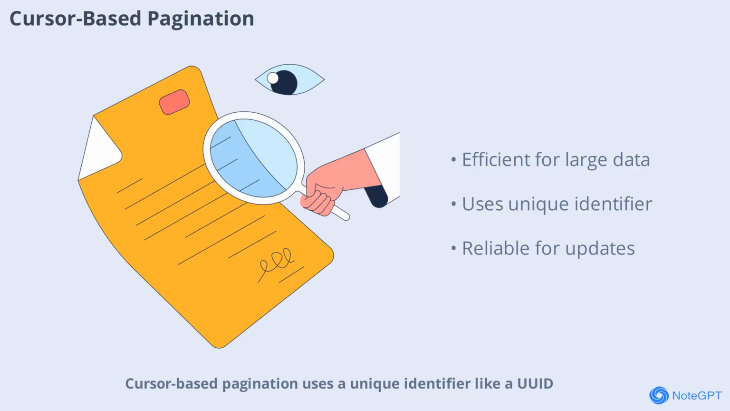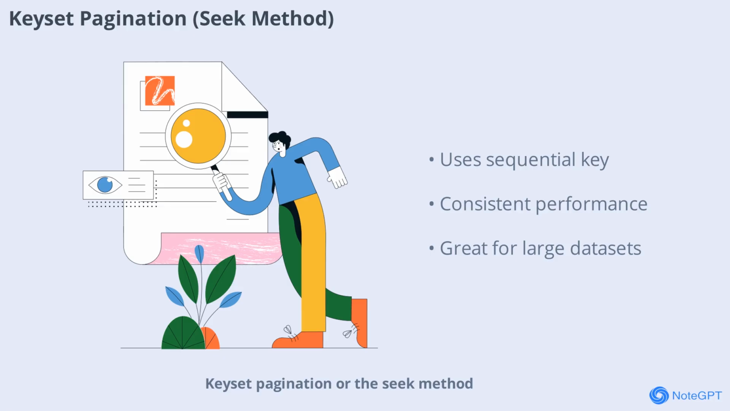Cursor-based pagination uses a unique identifier like a UUID to mark the starting point for the next set of items. This method is more efficient and reliable for large or frequently updated datasets as it avoids performance issues associated with large offsets. Keyset pagination, or the seek method, is ideal for large or frequently updated datasets.